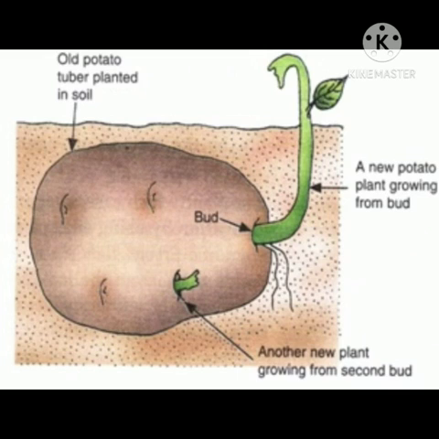New plants are produced from the buds on the eyes. The buds which are present on the eyes give rise to a new potato plant. You can see in the given picture that a new potato plant is growing from the bud, and there is also a very small tiny plant which is arising from the bud, which is present on another eye of the potato. So this is how the potato reproduces.